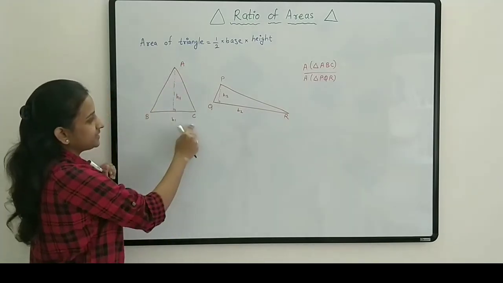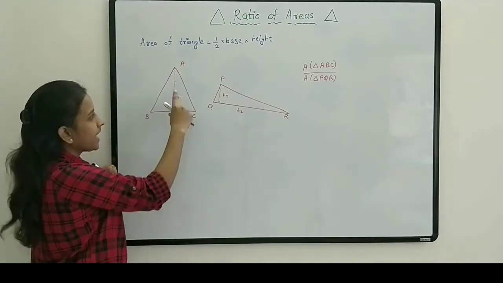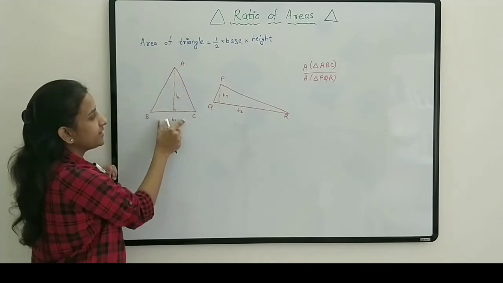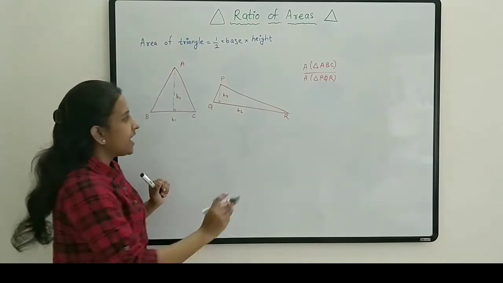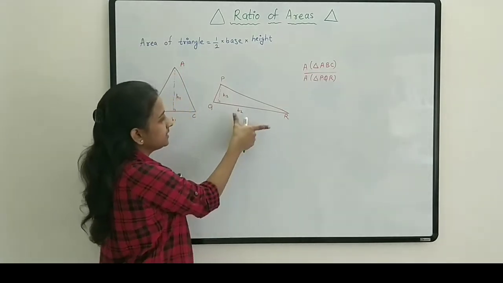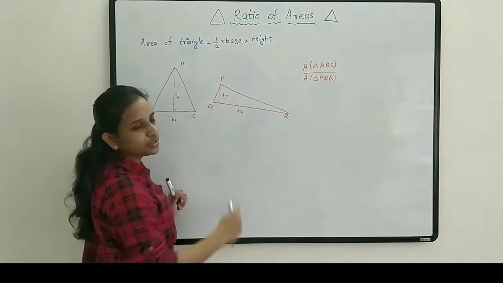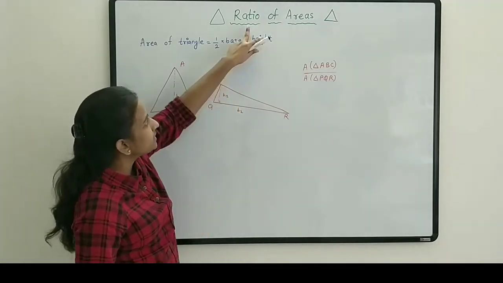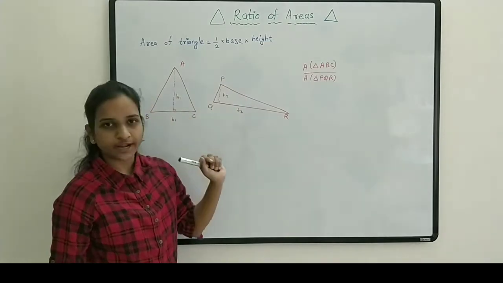For triangle ABC, BC is the base, B1 is the base and H1 is the height. And for triangle PQR, the base is B2 and H2 is the height. Now let's see what is the ratio of areas of these two triangles.